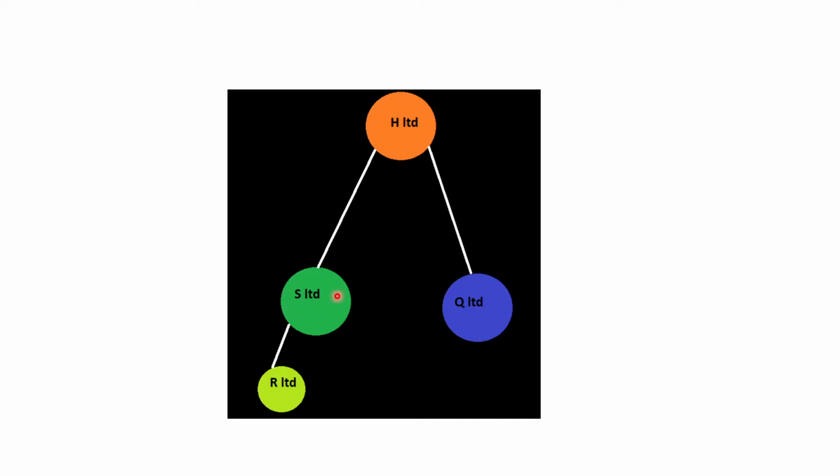And S Limited controls the composition of R Limited. So R Limited will become the subsidiary of S and S will become the holding of R. Now R is subsidiary of S and S is subsidiary of H. So R shall also be the subsidiary of H. Means H shall have the subsidiary S and subsidiary R and subsidiary Q.